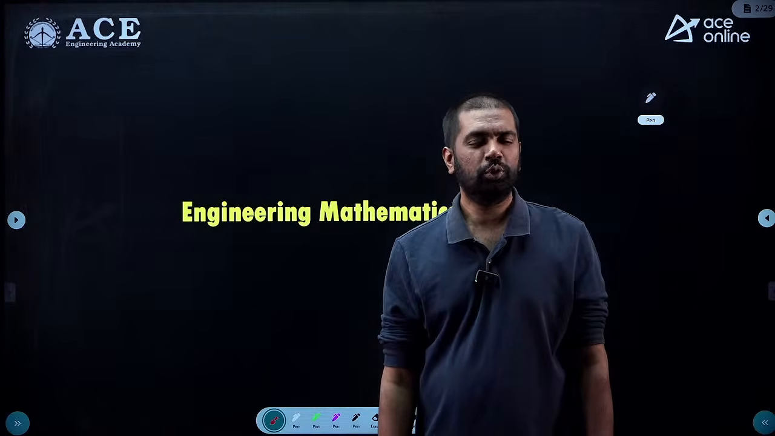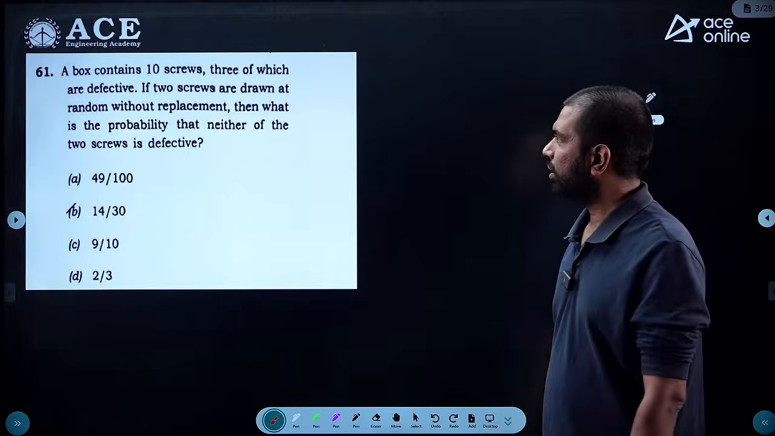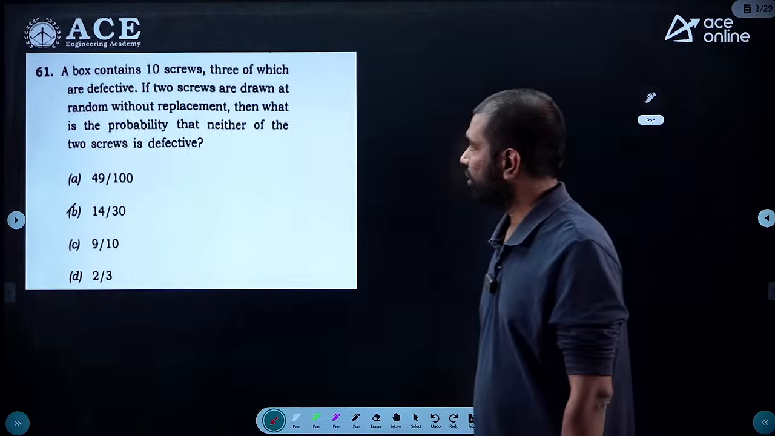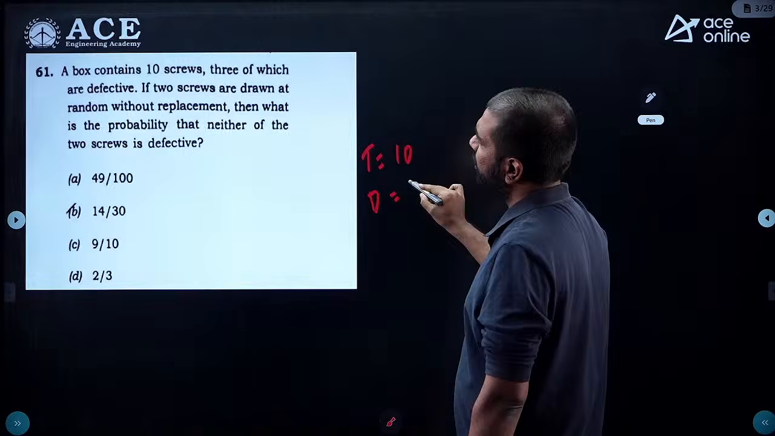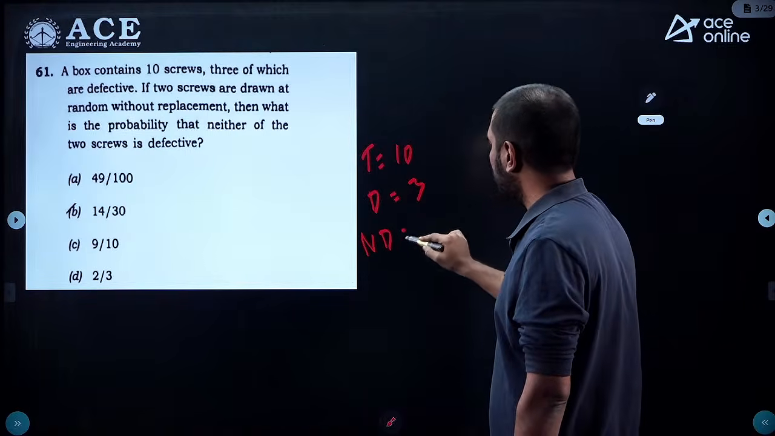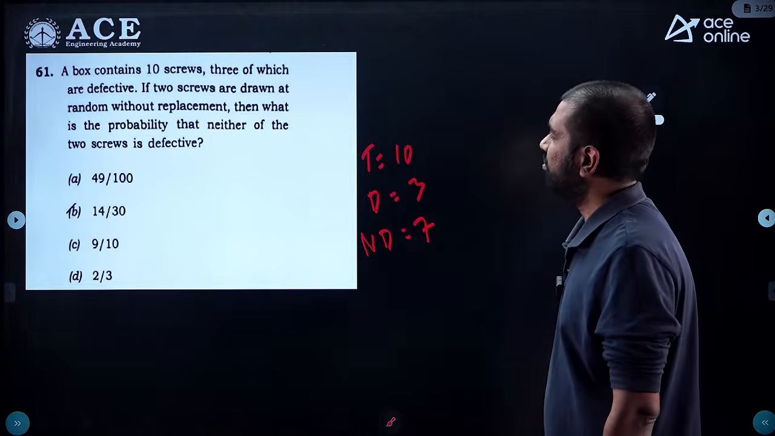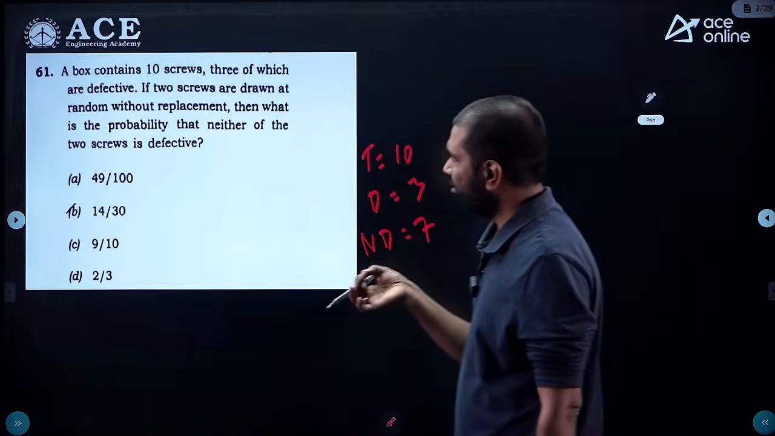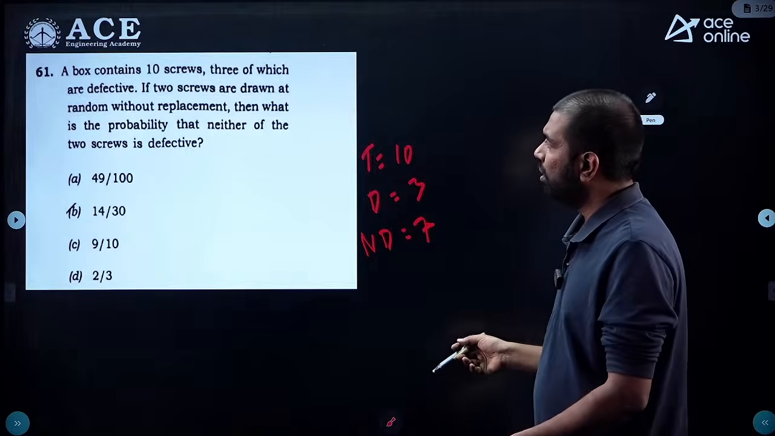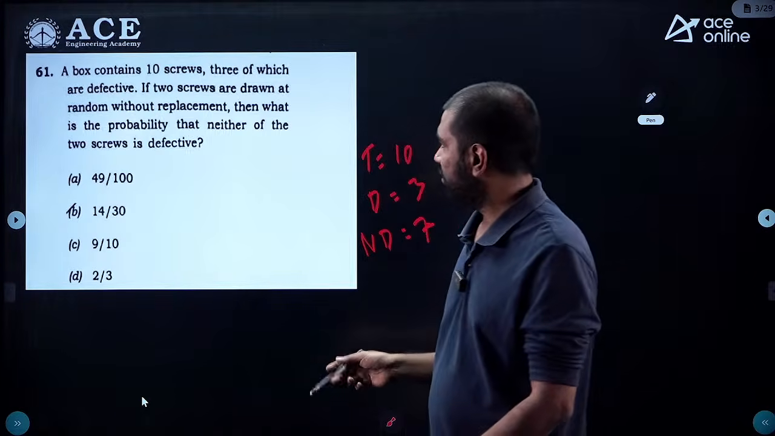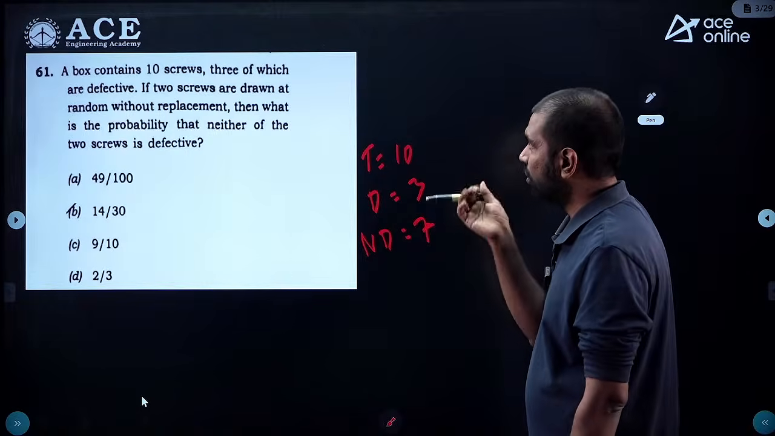Students, let's look at the solutions from engineering mathematics. Here I'm going to deal with the probability part. A box contains 10 screws, 3 of which are defective. So total are 10, defective are 3, so the ones which are not defective are 7. What's the probability that neither of the 2 screws is defective? 2 screws are drawn at random without replacement. Neither of the 2 screws being defective means both have to be from good screws.